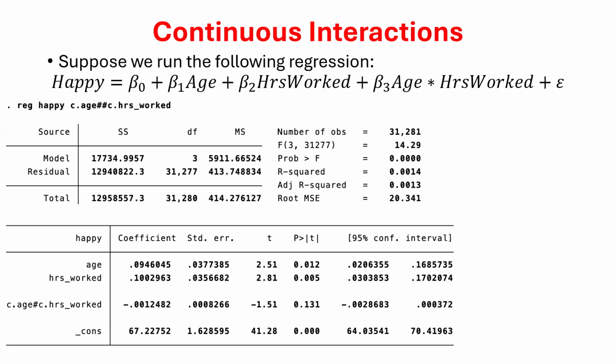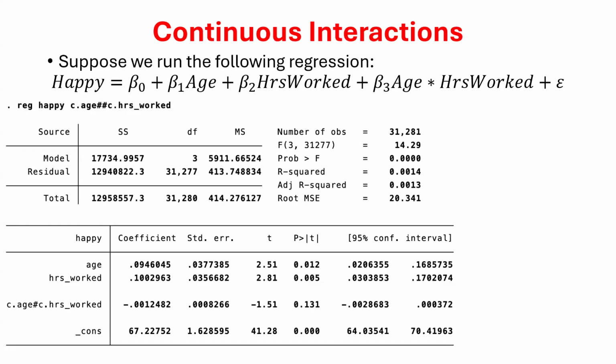It treated it as a categorical variable and included a dummy for every single possible response for that variable. Here, using the c. command, I'm telling Stata these are two continuous variables. I simply want you to interact those two variables with each other. I could generate this by hand by creating a new variable where I take age and multiply it by hours worked. That's all it's going to do.